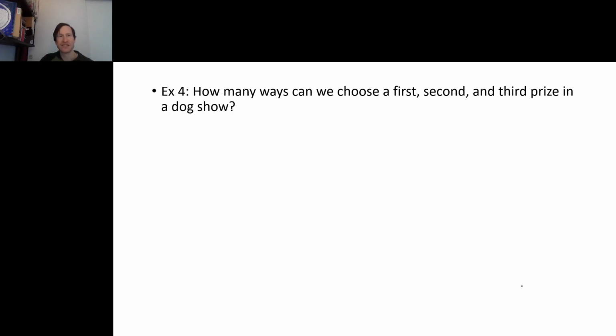So let's use this idea. How many ways can we choose a first, second, and third prize in a dog show? Just to check, once you choose a first prize, you can't give the second prize to the same dog, so we can't replace the dogs into our pool of possible winners. And also, the order that you make your choices matters in this case, because if you choose the same dogs but in a different order, a different dog will come out getting first prize. So we aren't replacing, and order matters, and so this means we can use the formula that we just worked out.